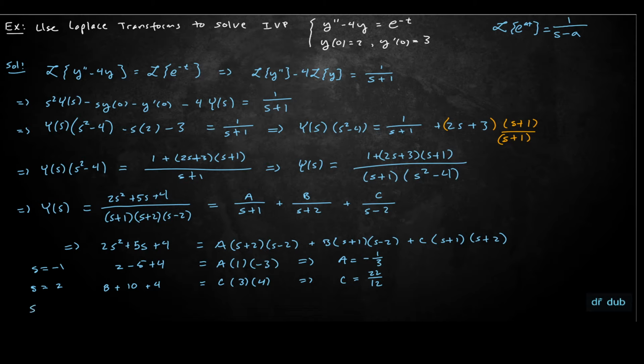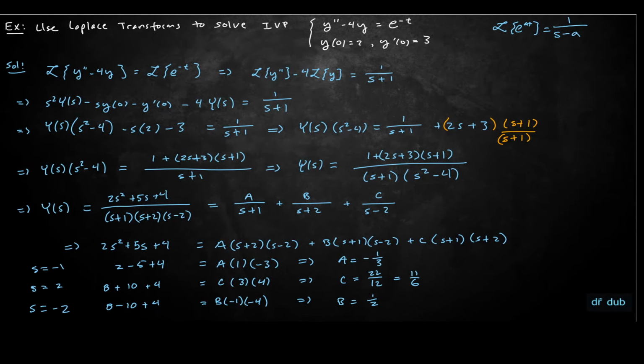And then plug in s equals -2. And we'll get 8 minus 10 plus 4 equals, let's see, the first one's 0, the next one is B times -1 times -4. So we get B is equal to 2 over -4, and then a 2/4, which is 1/2. I can actually say that's 11/6. That's like we're good. So -1/3, 11/6, and 1/2.